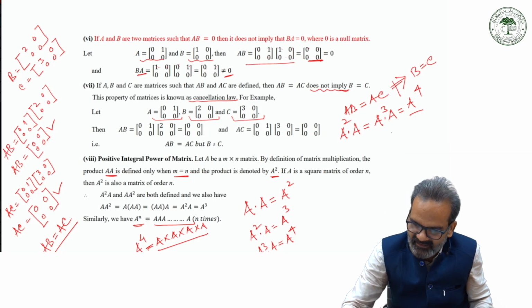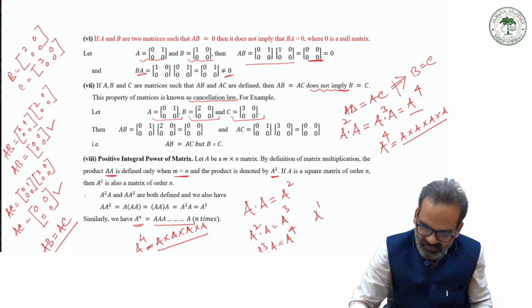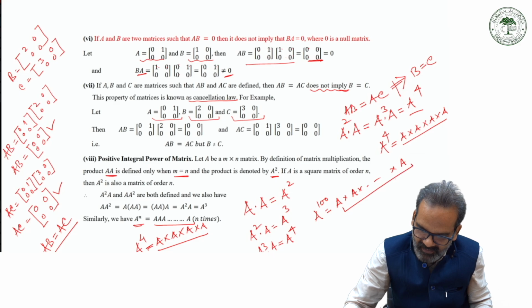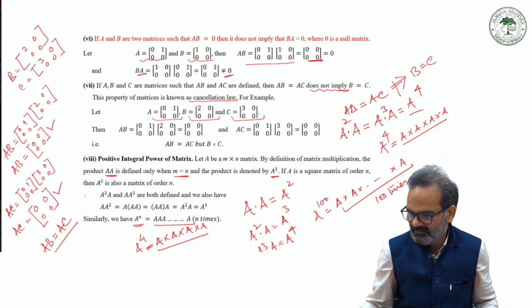Is it clear? This is how we can define the positive integral power of any matrix. Simply, A4 refers to the matrix A being multiplied 4 times. If we have to find A raised to the power 100, the matrix A must be multiplied 100 times. So this is all about what we have discussed.